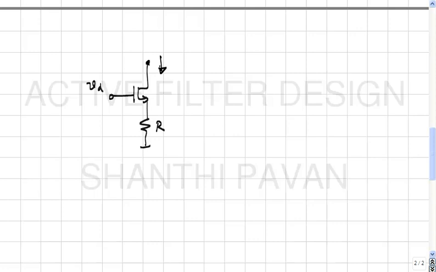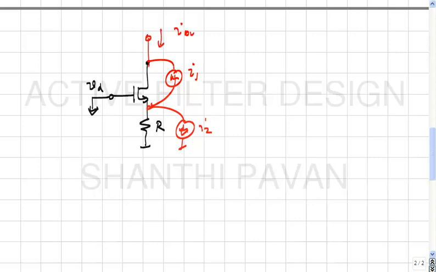And to figure out how much noise is coming, what do we do? We short the input to ground and then replace every element with its noise equivalent. I2 is the noise due to the resistor, I1 is the noise due to the transistor, okay. So, the noise output we are interested in is I out.